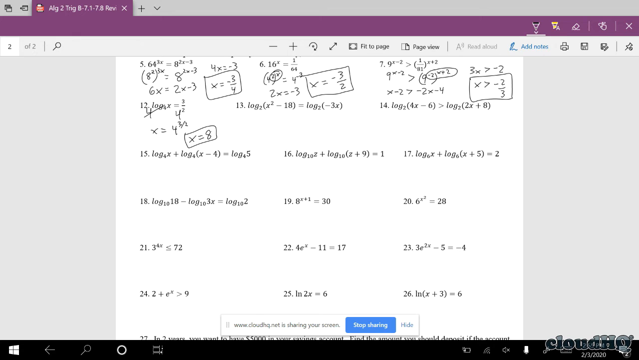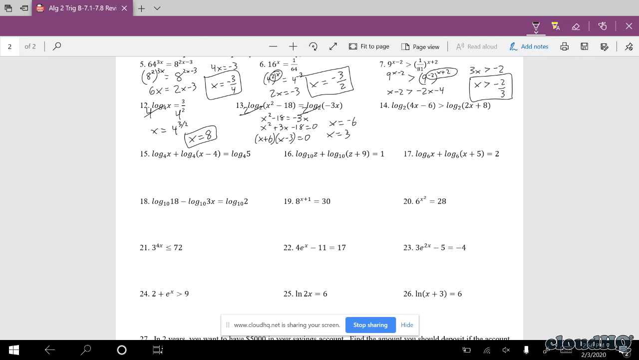Number 13, I have a log base 2 on both sides. I can exponentiate with the 2, but it cancels out both of those logs at the same time. So I get x squared minus 18 is equal to negative 3x. Add the 3x over, x squared plus 3x minus 18 is equal to 0. Factor that, x plus 6 and x minus 3. So therefore we get our answers of x equals negative 6 and x equals positive 3. But you need to check those answers.